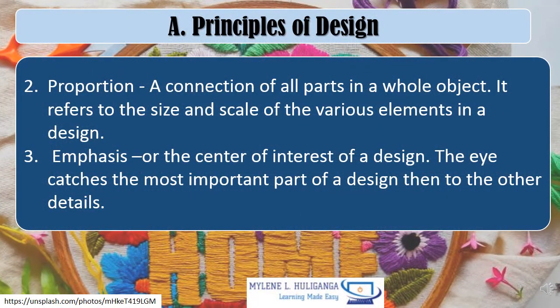Number 2 is the proportion. It is a connection of all parts in a whole object. It refers to the size and scale of the various elements in a design. Number 3 is the emphasis or the center of interest of a design. The eye catches the most important part of a design, then to the other details.